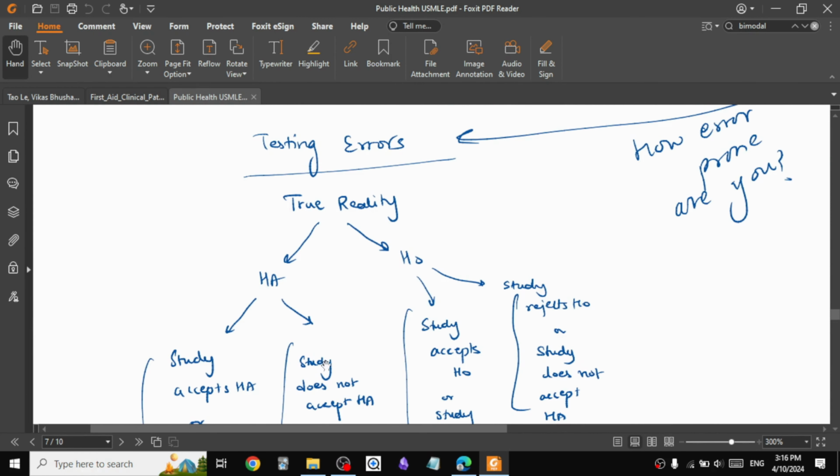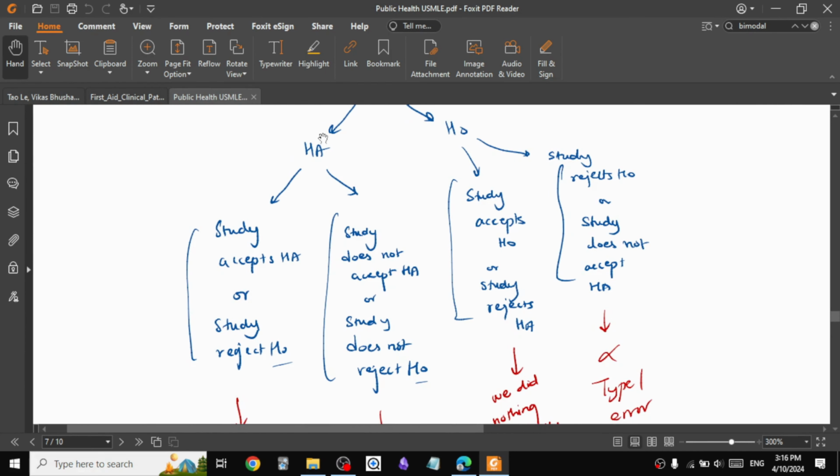What I've done here is I've taken the testing errors. I'm a third person looking into the study. That's my perspective right now. So I assume the true reality. If the true reality is that the alternative hypothesis is true, this is completely true, this is what actually happens. The HA is true. Or if in a different reality, H naught is actually true. First get that into your mind. So my true reality can be that HA is true, and my true reality can be that H naught is true.